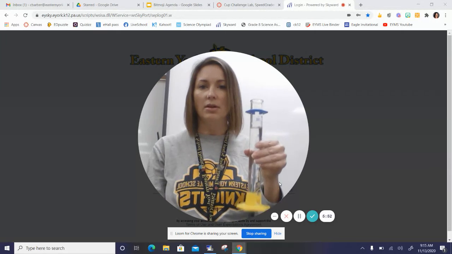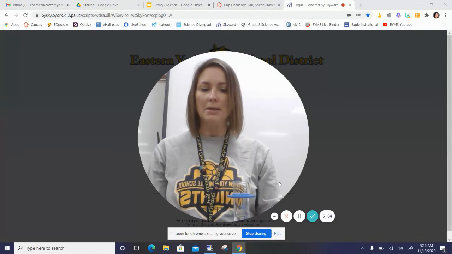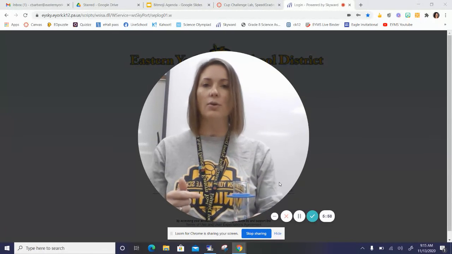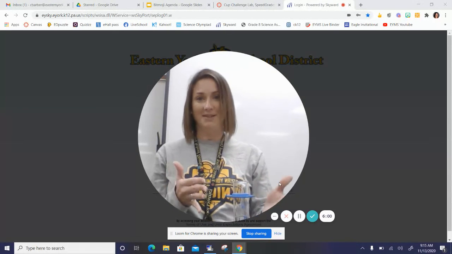Accuracy, though. A lot of the things you're going to do in your upcoming years of science, you're going to need exact amounts of things. So you're going to use the graduated cylinder.